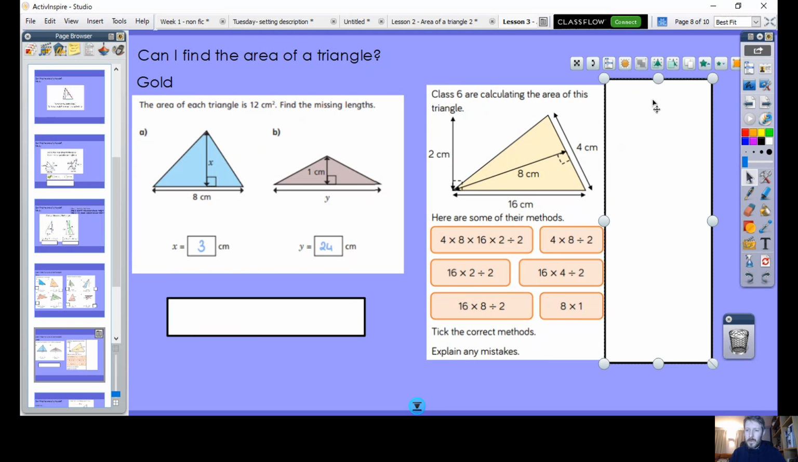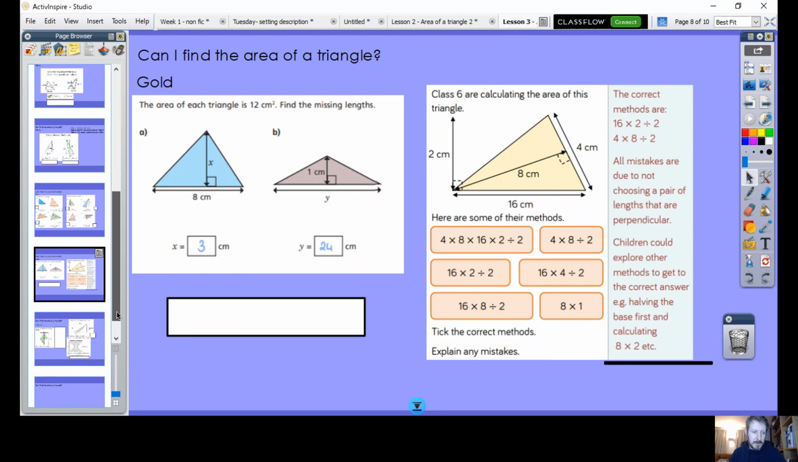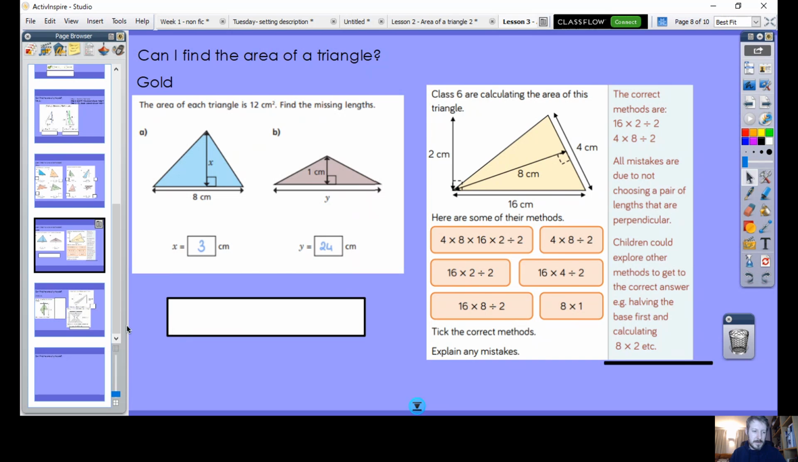All right, and then this one, which ones were correct? So the correct methods are 16 times 2 divided by 2 and 4 times 8 divided by 2. All the other mistakes are due to not choosing a pair of lengths that are perpendicular. So the importance of choosing the perpendicular length. Exploring other methods to get the correct answer, e.g. halving the base first and then calculating. And we talked yesterday about multiplying them, then halving, and it doesn't matter which way around you do it in the end.